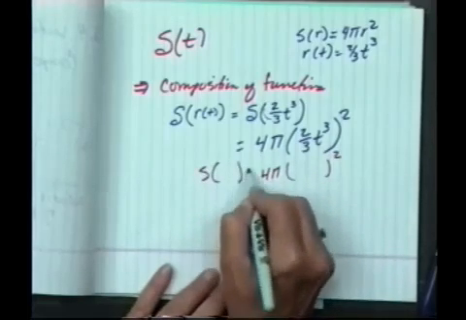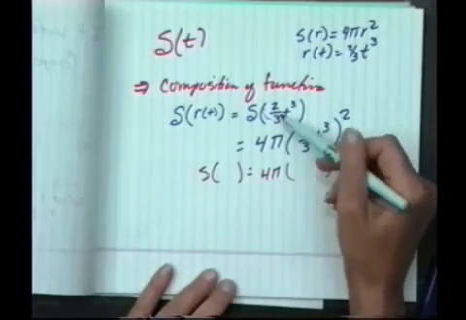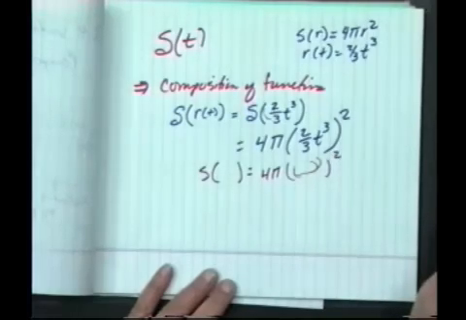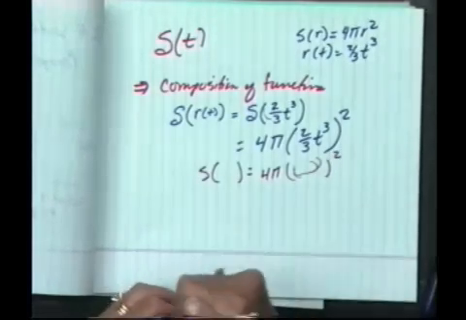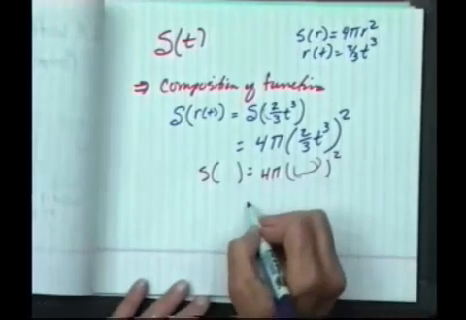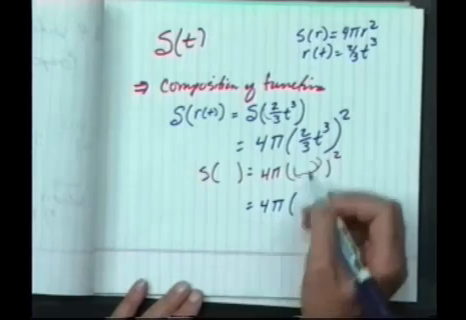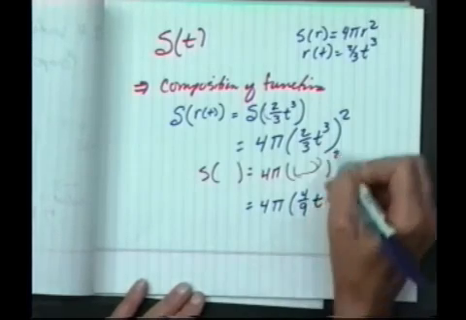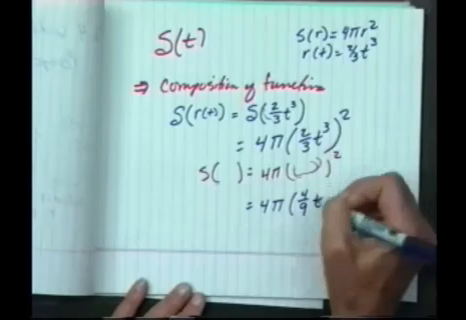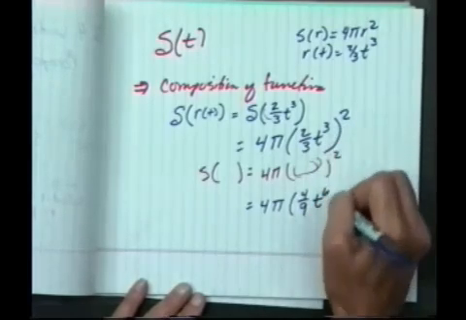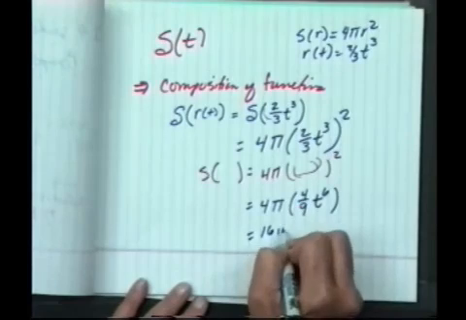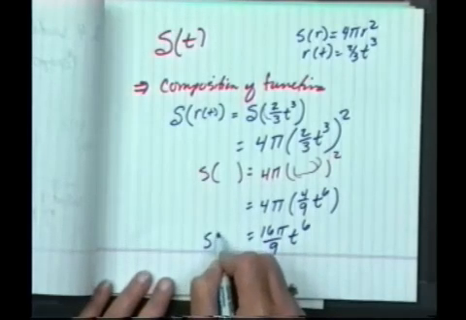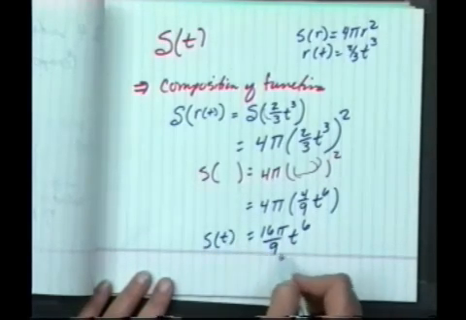So if I want S at 2/3 t cubed, where I have that open parenthesis, I'm just putting in the 2/3 t cubed. All right, let's clean this up and double check. That's 4 pi. If you square 2/3, you get 4/9. t to what power? Yeah, 6. Power of a power, you multiply. So we have 16 pi over 9 t to the 6. This is now the surface area totally in terms of t.